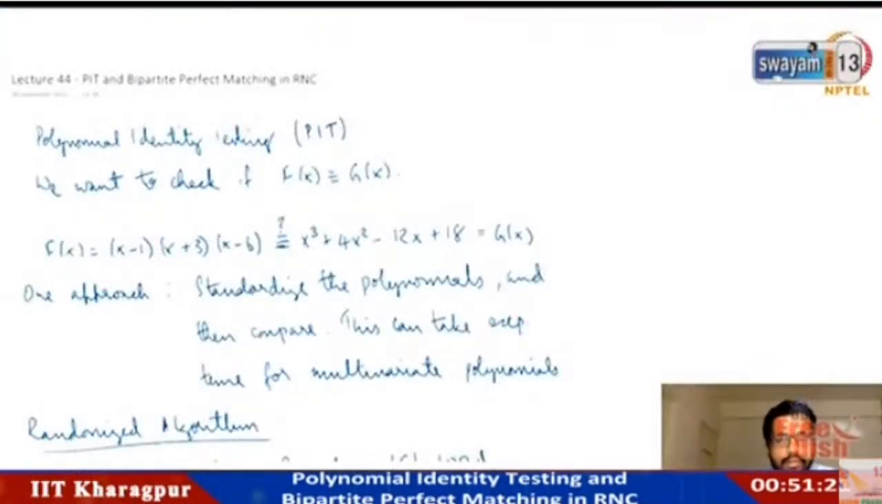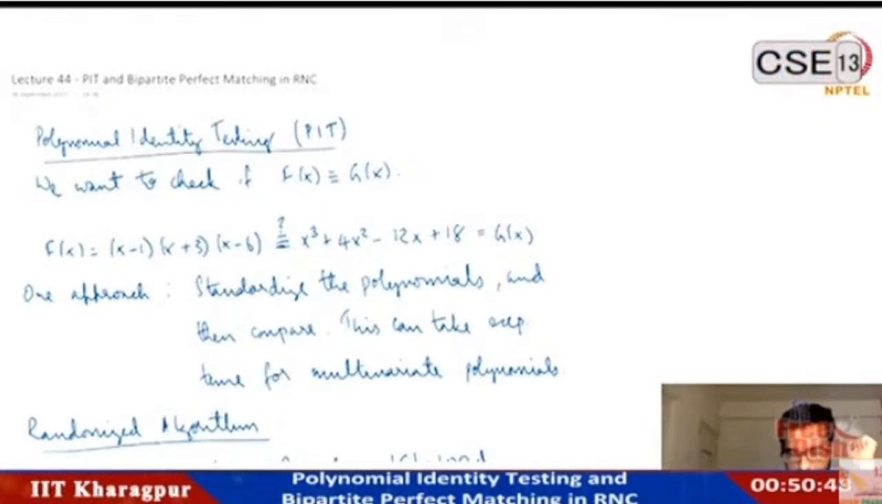Hello and welcome to lecture 44 of the course Computational Complexity. So today in this lecture we will see a connection between randomized algorithms and circuit complexity. We will see this language which we had briefly seen when we talked about a randomized algorithm, called polynomial identity testing, PIT for short.